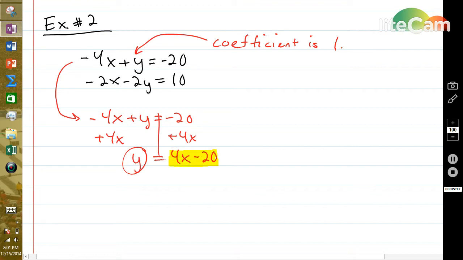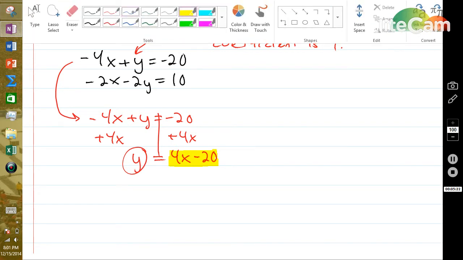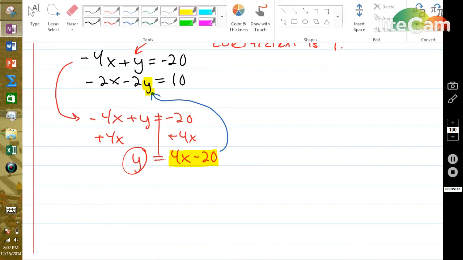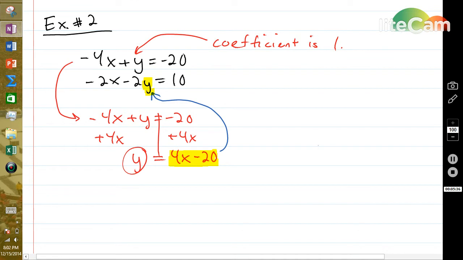Now, y equals 4x minus 20. The second equation has a y variable. So we're going to take 4x minus 20 and plug it in for y into the second equation, and then solve for x. I'm going to use some highlighters to show you exactly what I am doing. So I'm going to rewrite that second equation, negative 2x minus 2, but instead of writing y, I'm going to write (4x minus 20).